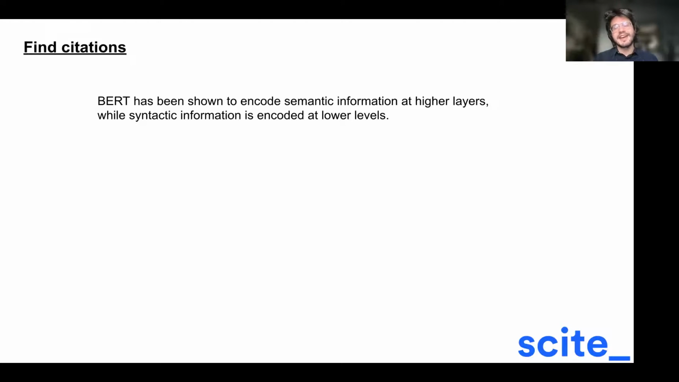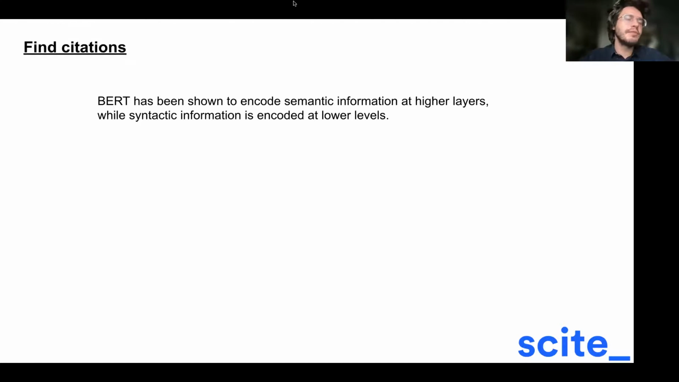Scite is interesting for looking at disputes of publications, supports of publications, and so on. But another thing it allows you to do is look at whether claims have been supported or disputed. So if you have some claim, and you'll have to bear with me, this is just a claim from my field: BERT has been shown to encode semantic information at higher layers, while syntactic information is encoded at lower layers. This is for large pre-trained language models in natural language processing.